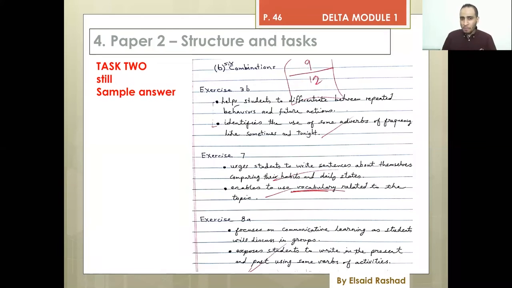Then you move on to the combinations. What's the relationship between these exercises and the previous ones? Okay, so you need to connect these exercises to the previous ones.